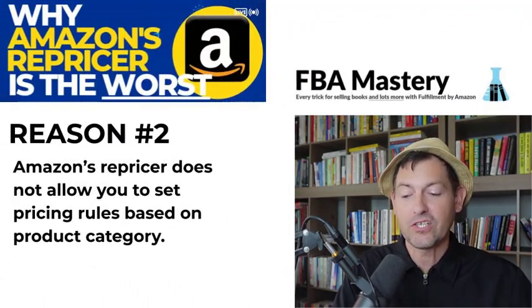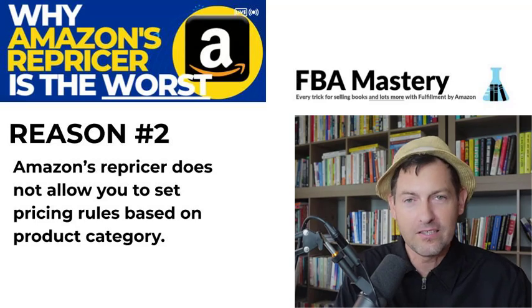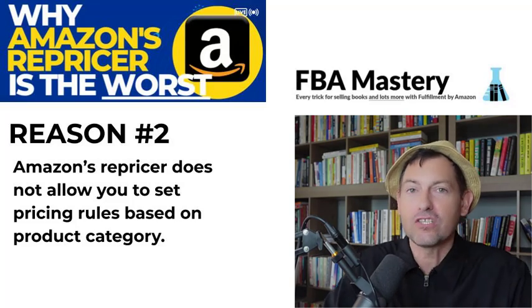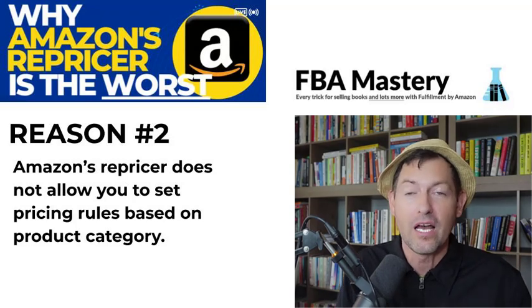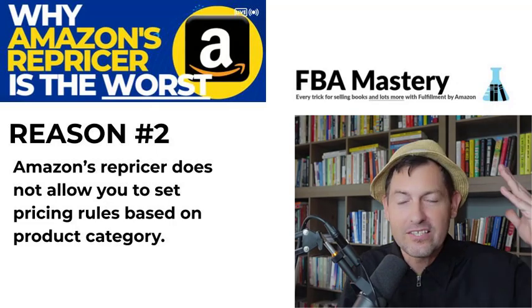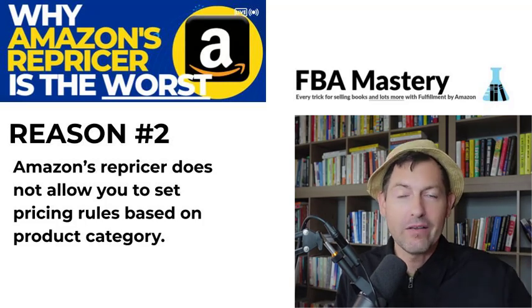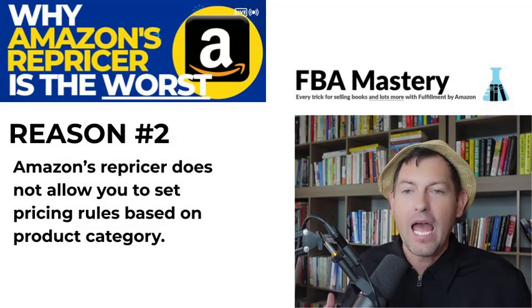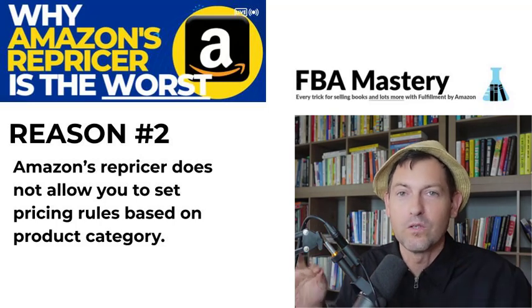Reason number 2, Amazon's repricer does not allow you to set pricing rules based on product category. This is almost as insane as the sales rank one. How Amazon could have either negligently forgotten to add this as a feature, or deliberately, because they have some agenda, left this out, I don't know which of those two things it is, but it is staggering. How can you not have a separate rule for grocery and books, or DVDs and CDs? Why would you ever reprice any two categories exactly the same? Absolutely staggering. Amazon simply does not allow you to set rules based on category.